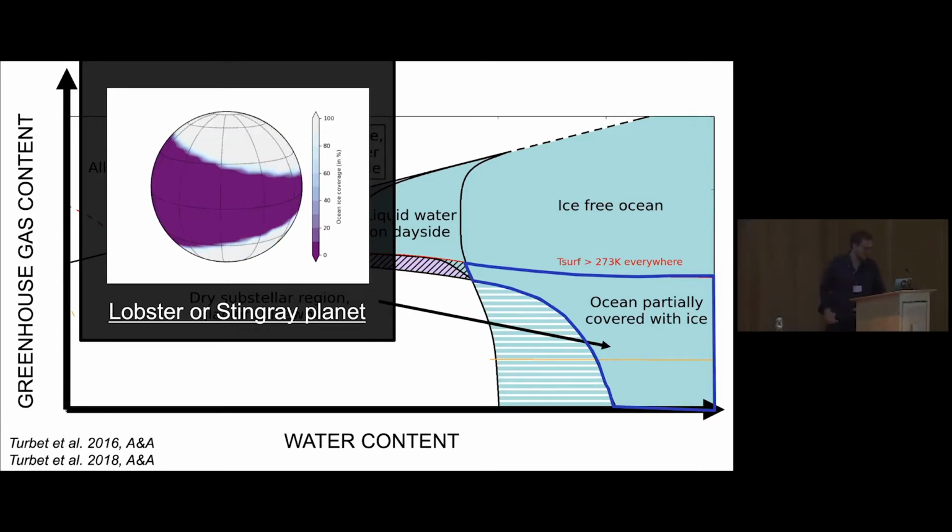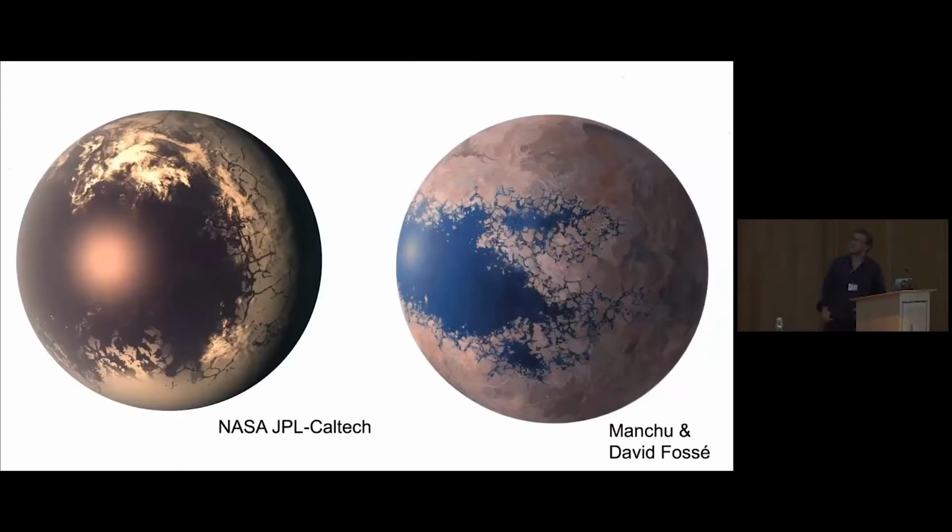And I will leave you a few seconds to have a look at these nice images, the one on the left that was done in the context of the TRAPPIST-1 discovery by artists at NASA JPL, and on the right, a picture that was drawn by French artists of a lobster or stingray planet. So I like quite a lot the picture on the right. I don't know if you had seen it before, but nice work.